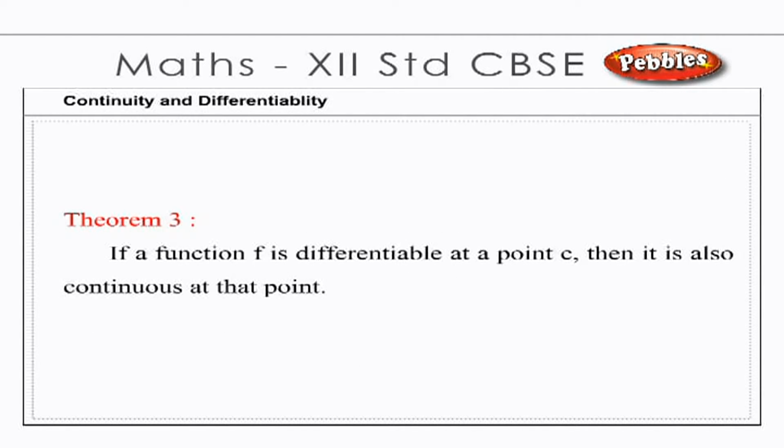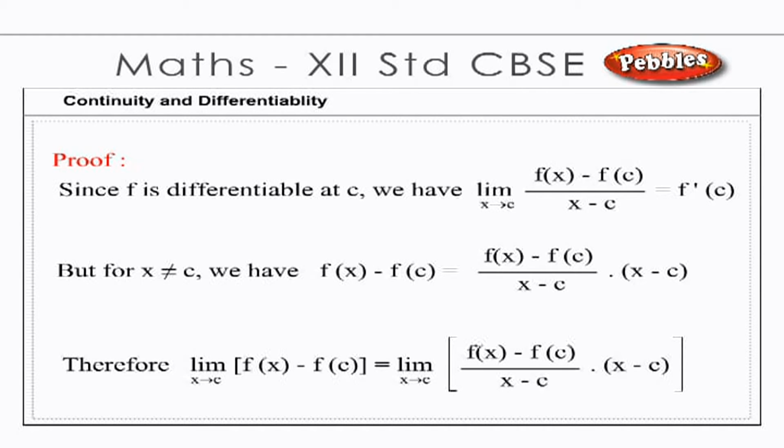Theorem 3. If a function f is differentiable at a point c, then it is also continuous at that point. Proof. Since f is differentiable at c, we have limit x tends to c (f(x) minus f(c)) by (x minus c) equal to f dash c. But for x not equal to c, we have f(x) minus f(c) equal to (f(x) minus f(c)) by (x minus c) into (x minus c).